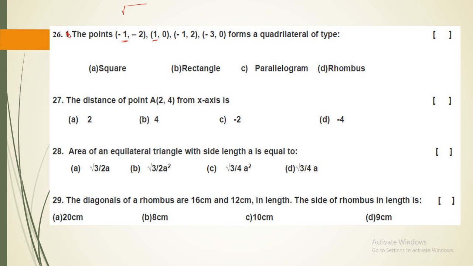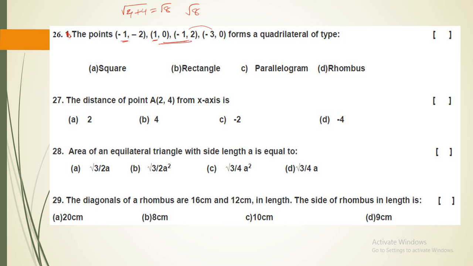So simply x2 minus x1. 1 minus of minus 1 is plus 1 2. So 2 square is 4. Next, 2 square is 4. So root 4 plus 4 is root 8. Next, 1 minus of minus 1 is 2. So 2 square is 4, 2 square is 4. So the distance between these 2 points is also root 8.